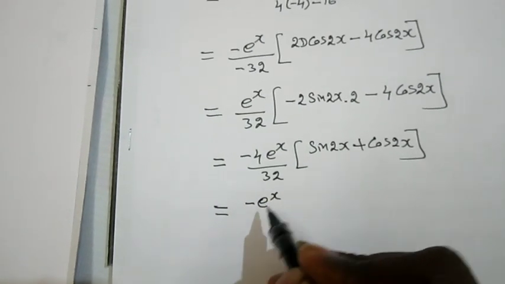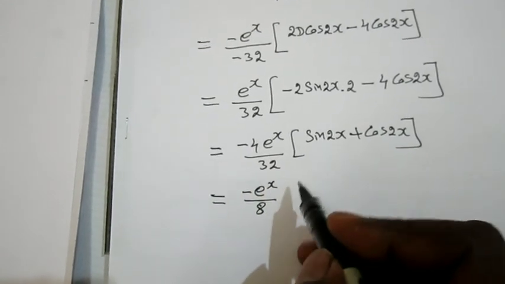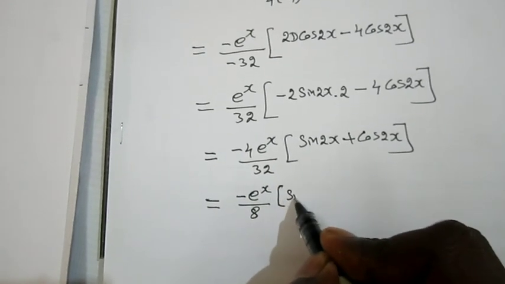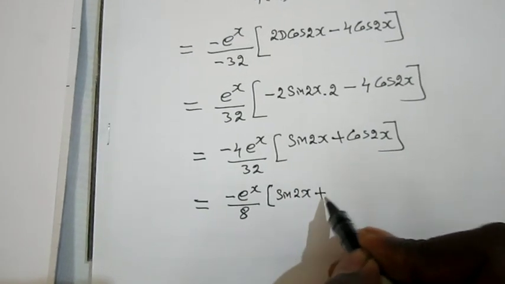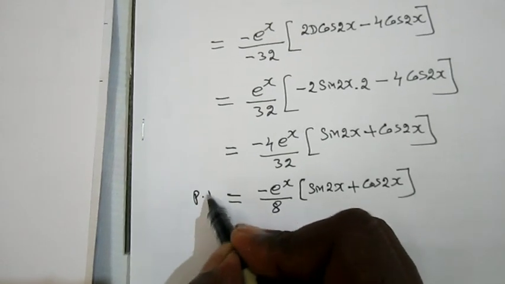Simplifying, e power x by 8 into (sin 2x plus cos 2x). So this is the particular integral.